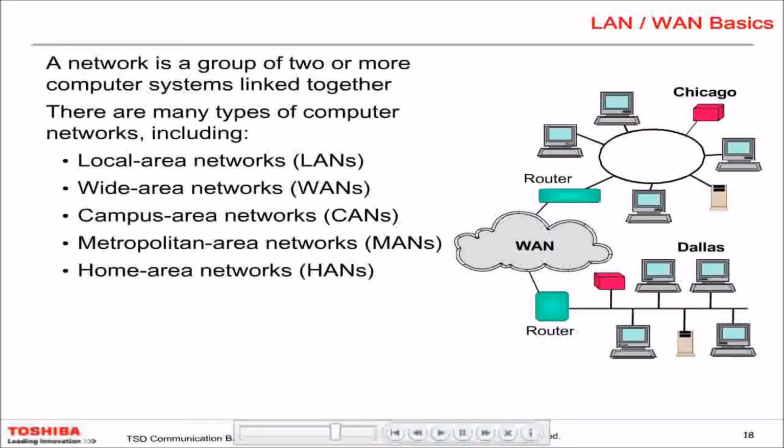There are also campus area networks, or CANs. These computers are within a limited geographic area, such as a campus or a military base. We also have metropolitan area networks, or MANs. A data network is designed for a city or a town, and then there's the home area network, a HAN. This is a network that's contained within a user's home that connects their personal digital devices.